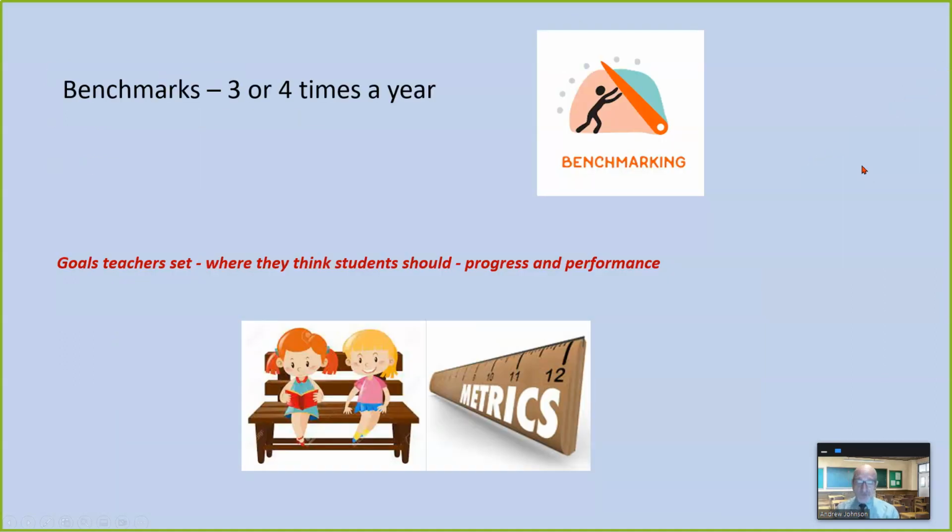RTI calls for benchmarks, measured 3 or 4 times a year to determine if students are making adequate progress. Benchmarks are the goals teachers set for where they think students should be in terms of progress and performance. The screening device used for initial assessment should be somewhat related to benchmarks or goals. Now, are you going to give a standardized test 3 and 4 times a year?